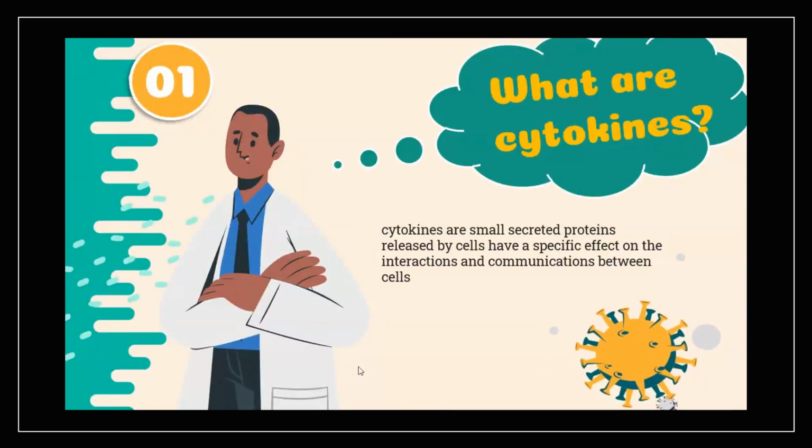Cytokines are small secreted proteins released by cells that have a specific effect on interactions and communications between cells. Cytokine is the general name for it, but its other names are lymphokines, which pertains to the cytokines made by the lymphocytes. Other names include monokines, which pertains to the cytokines made by the monocytes, chemokines, those that are made by the chemotactic activities, and interleukins that are made by one specific leukocyte but also affect other leukocytes.